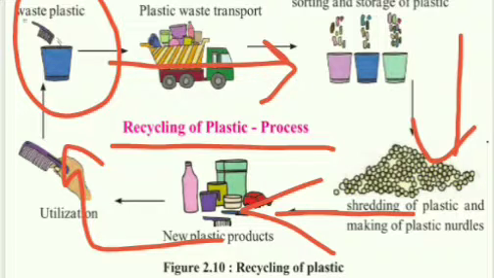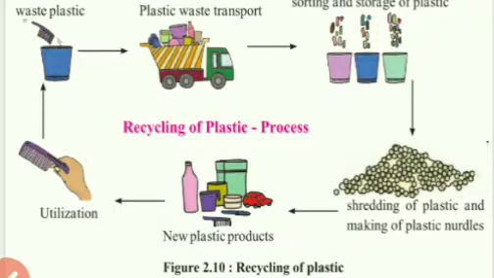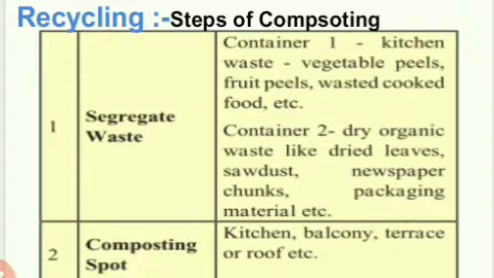Now here we have seen recycling of paper, metals, glass and plastic. This is part of recycling. Along with this recycling, composting is also part of recycling. In composting, we can recycle the wet garbage. So let us see how wet decomposable garbage can be recycled. So here is the process of recycling of wet garbage, that is composting.